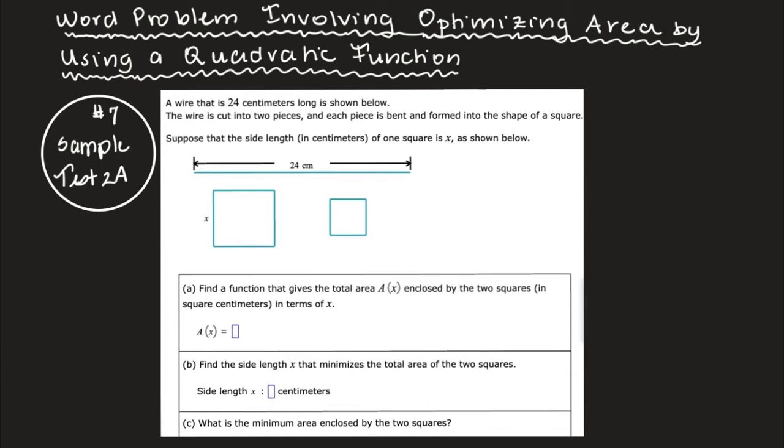Whenever you have an optimization problem, you're always going to have some kind of constraint. In other words, if I took away the portion of the problem that talked about the wire being used was 24 centimeters, and just said, okay, give me the area of 2 squares, you could say, well, one square could be 10 by 10 is 100. Another square could be 5 by 5, and that's 25.